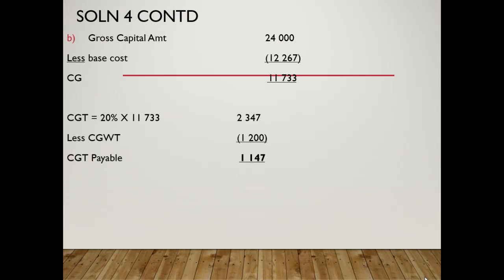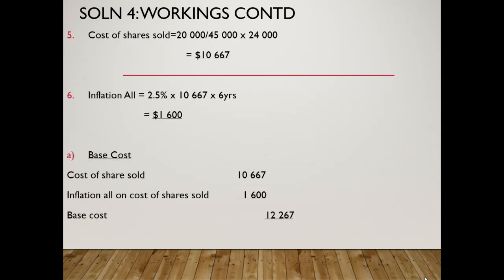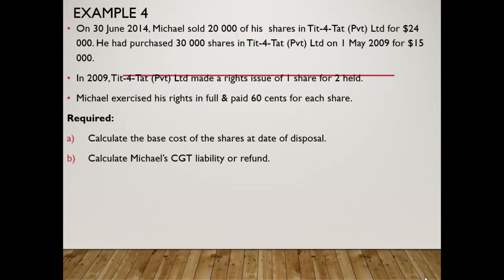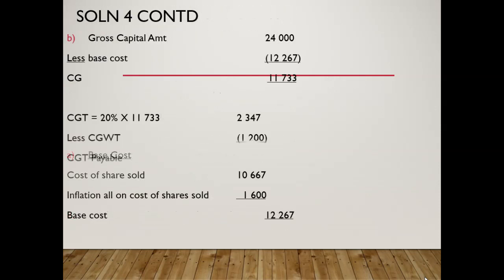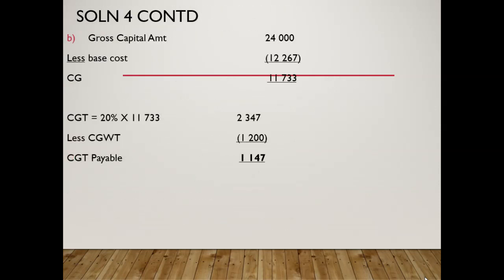Okay, so this is how you calculate it. Gross capital amount 24,000. We sold our main shares. We sold 20,000 shares for 24,000 in total. So that is our gross capital amount. Then we say less the base cost that we calculated, which is the 12 point something. Then we have a capital gain. Then we calculate our capital gains tax at 20%. Then we deduct capital gains withholding tax. Obviously, it will be 5% of the 24,000. What is 5% of 24,000?